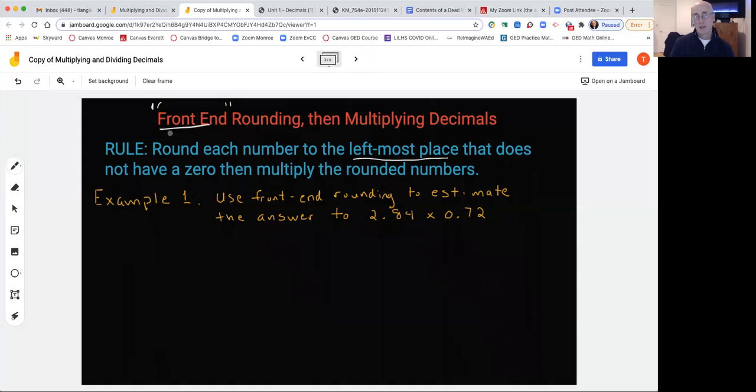So this is the concept they call front end rounding. You're going to round each number to the leftmost place that does not, I'm going to underline this three times, does not have a 0, and then multiply the rounded numbers. Sometimes you'll see a story problem like this: use front end rounding to estimate. This word estimate is the same as rounding. The answer to 2.84 times 0.72.